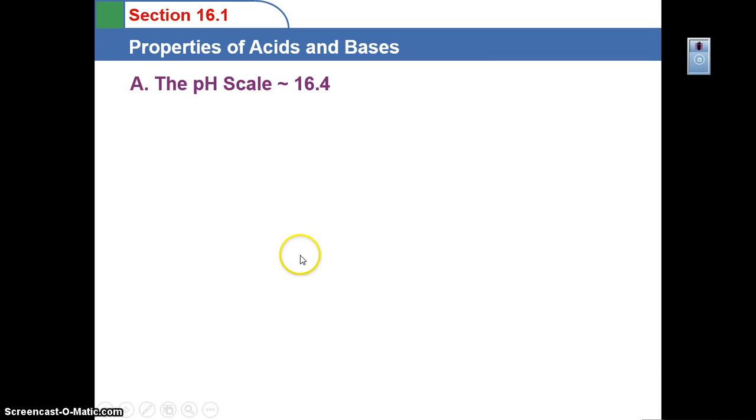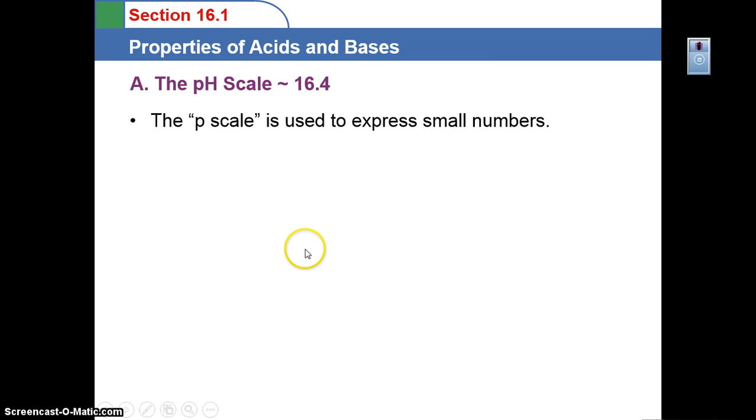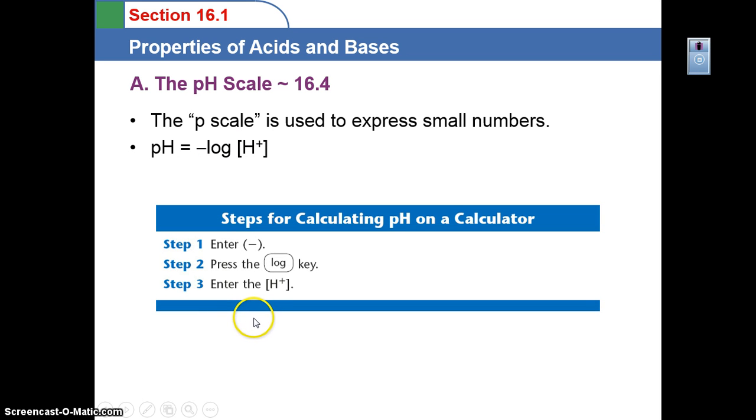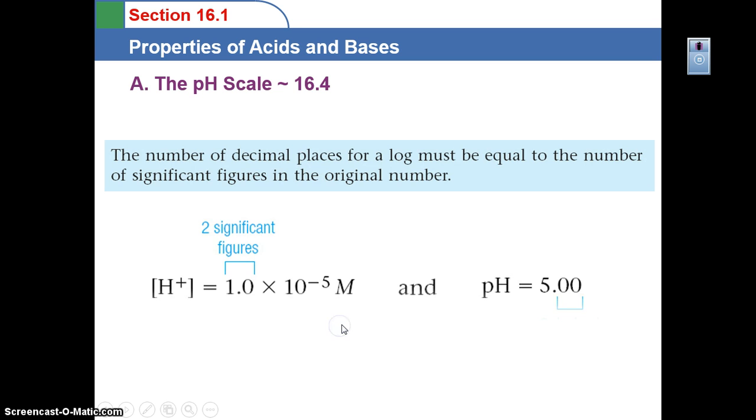The pH scale is used to express very small numbers. So pH is the negative log of the H plus ion concentration. All I need to do in order to find the pH is to take the negative log of the hydrogen ion concentration. You would do this on your calculator by pressing the negative sign or the plus minus sign, the log key, and then enter whatever the concentration of the hydrogen ion is.